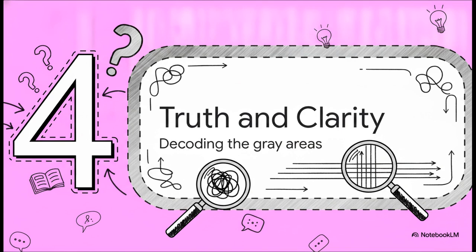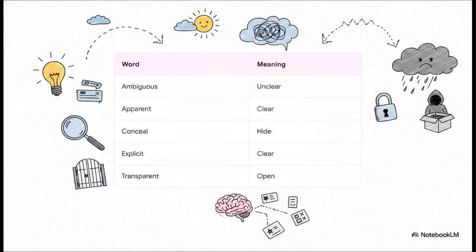Section 4. Navigating Truth and Clarity. Competitive exams frequently test the gray areas of corporate communication, media reporting, and ethics, so this cluster will help you decode exactly what an author is trying to reveal or hide. Let's construct another brief scenario together. In any organization, communication is key, right? So if a new policy is apparent or explicit, it means it is entirely clear.